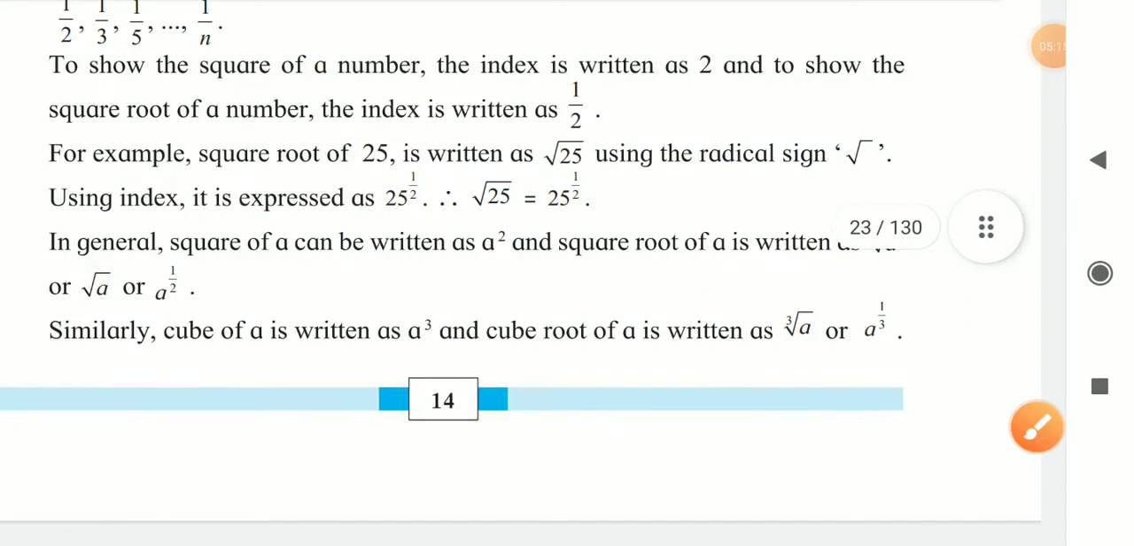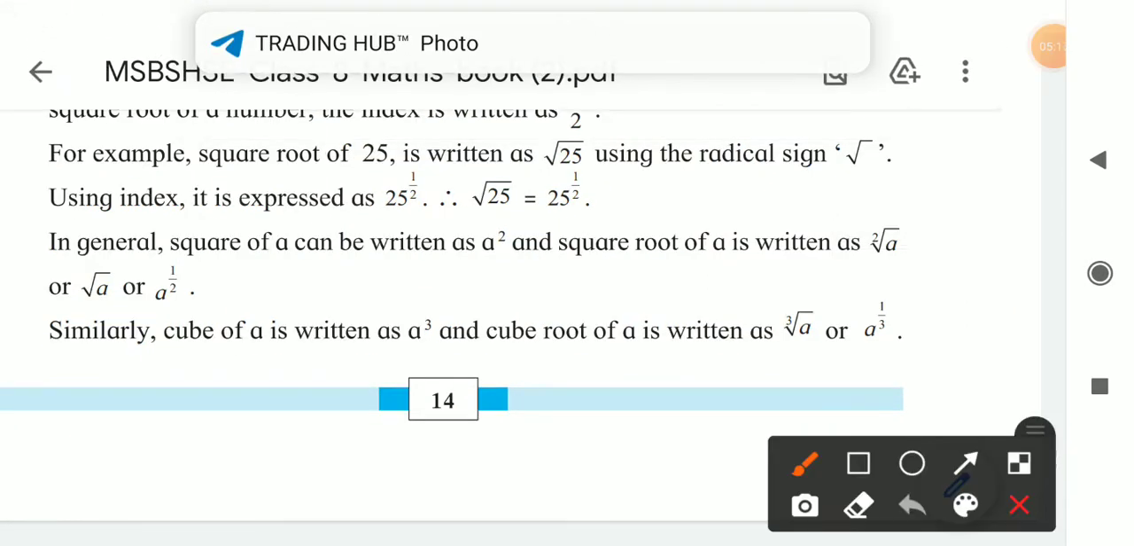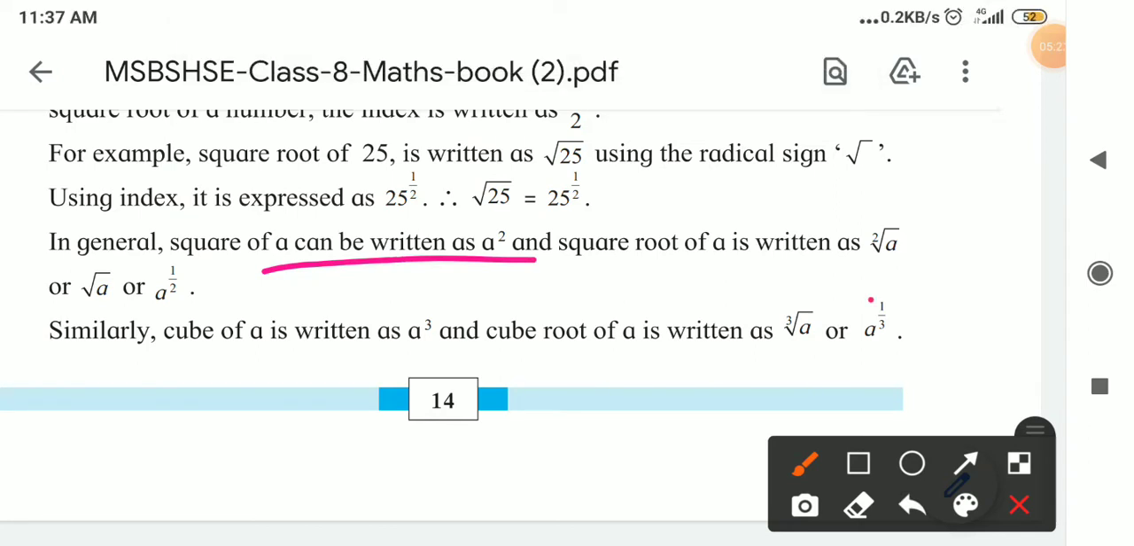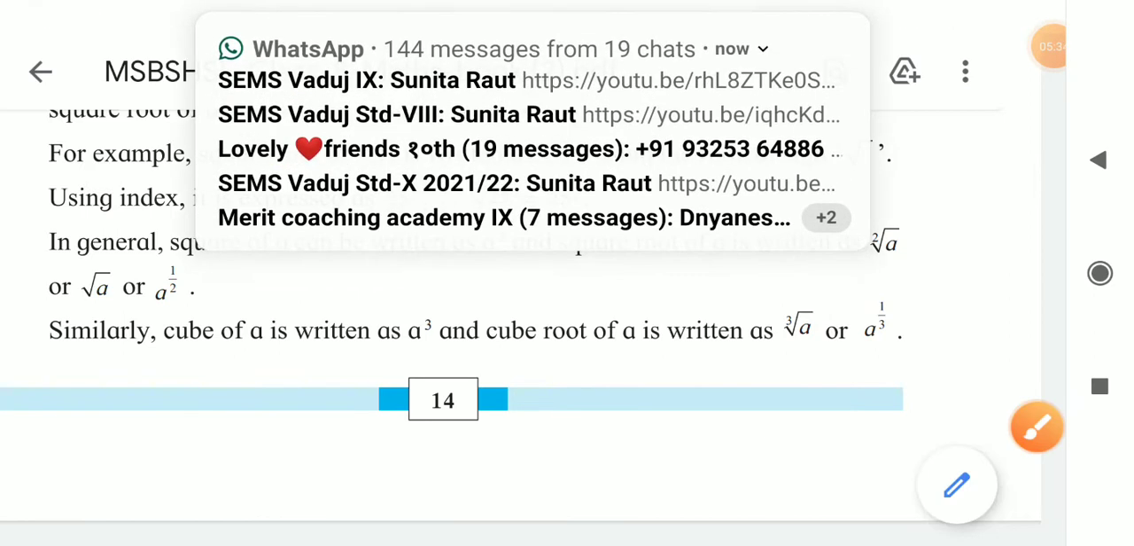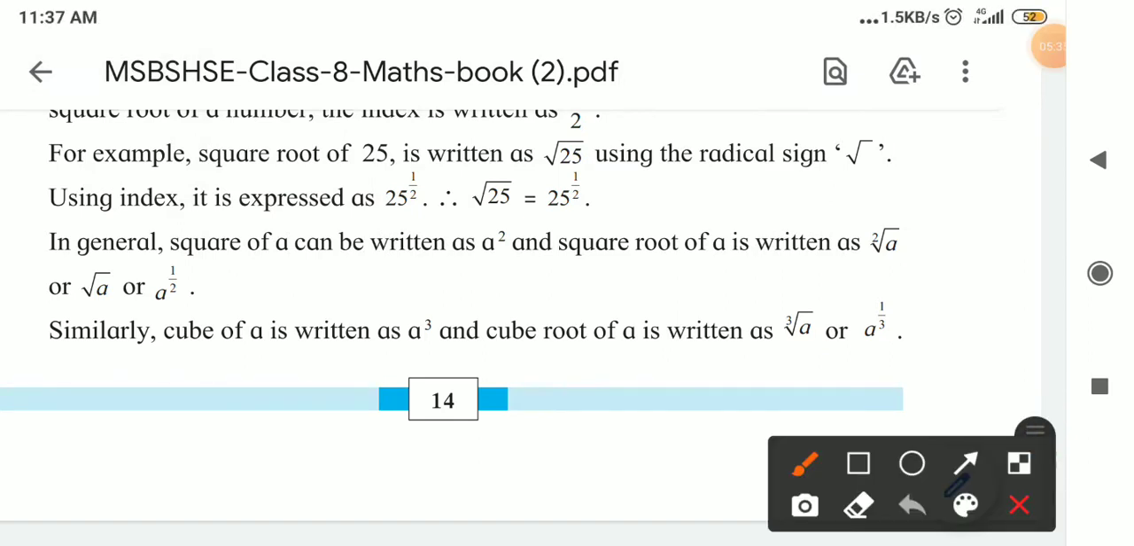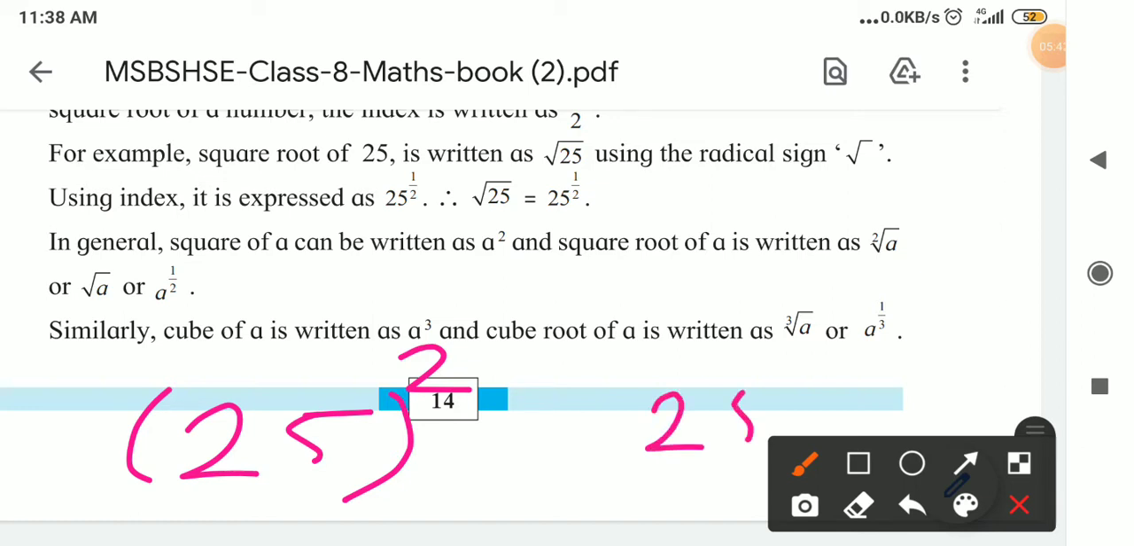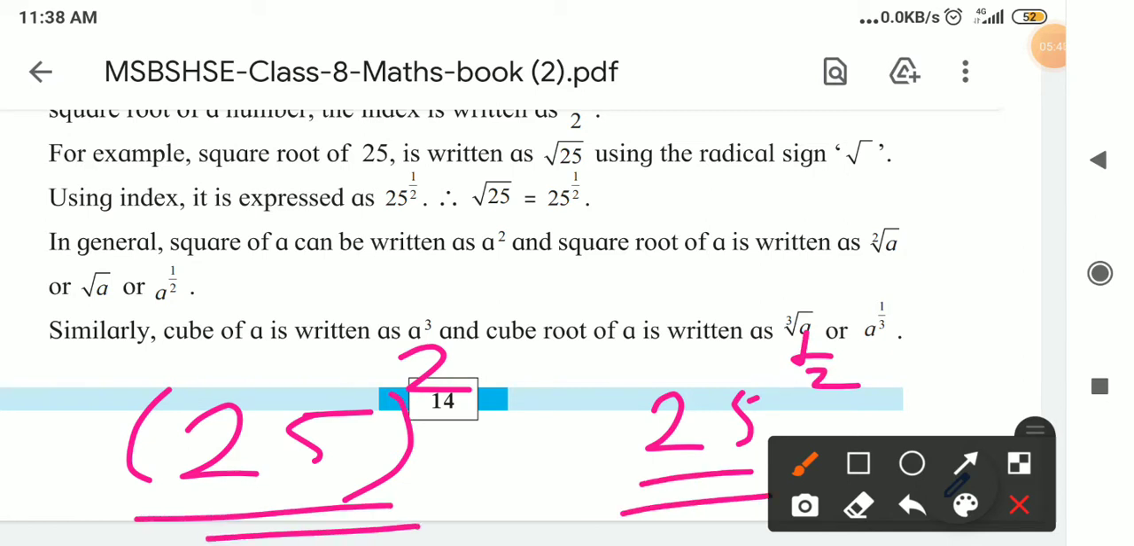So here, in general, the square root of a can be written as a raised to a power. If we are not writing any number in the root sign, it is 2, because square means 2. Just now I showed you, if you have to write the square root of 25, how can you write that? 25's square root means 25 raised to 1 upon 2. The square root you can write in this way, the square you can write in this way.